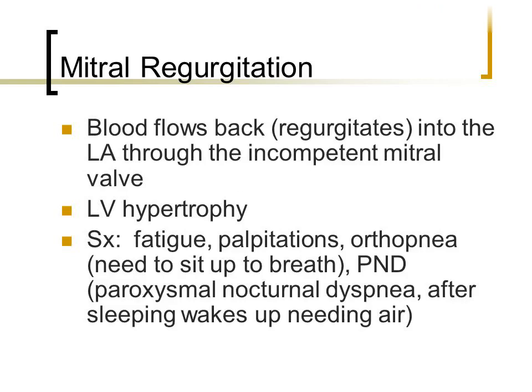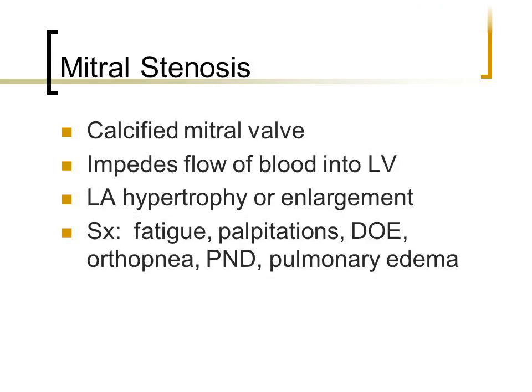Mitral regurgitation. Blood flows back, regurgitates, into the LA through the incompetent mitral valve. LV hypertrophy. Symptoms: fatigue, palpitations, orthopnea, needing to sit up to breathe, PND, paroxysmal nocturnal dyspnea, after sleeping wakes up needing air. Mitral stenosis: the calcified mitral valve impedes flow of blood into the LV. LA hypertrophy or enlargement. Symptoms: fatigue, palpitations, dyspnea, orthopnea, PND, pulmonary edema.